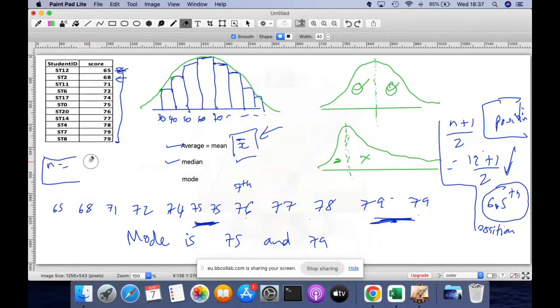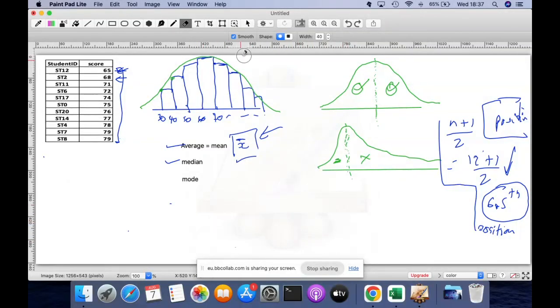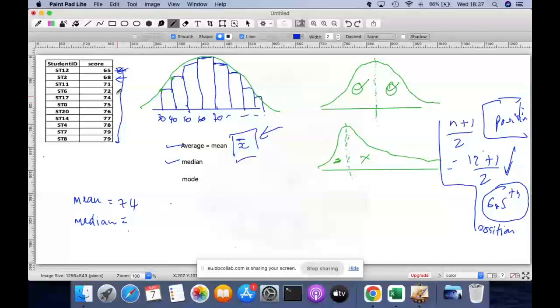Another thing I want you to remember from this is with these three measures. Let me just clear this board out so I can explain what I'm talking about. All right, cool. So remember what we worked out. Our mean was, I think, 74. The median that we worked out was 75, that's the middle number. Our mode was 79. All right, so these are our three central measures.